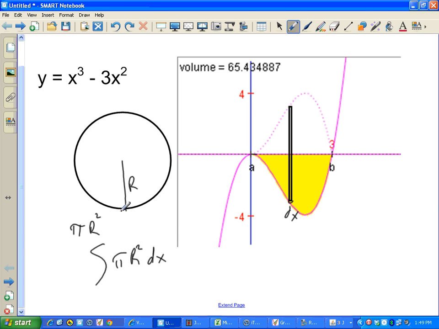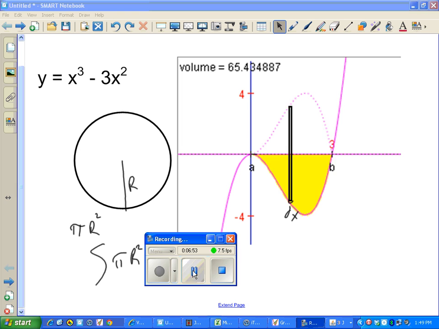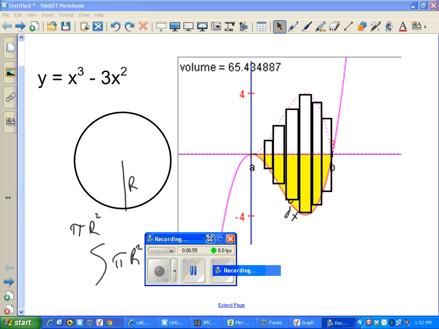Okay, so basically I'm adding up the volumes of these thin disks as they get thinner and thinner and thinner. Let me show you a different representation of this step too. This is kind of what I'm talking about.